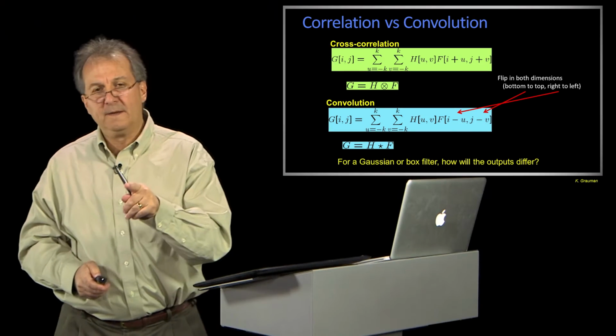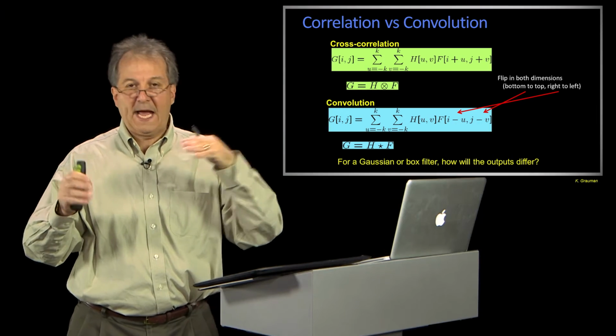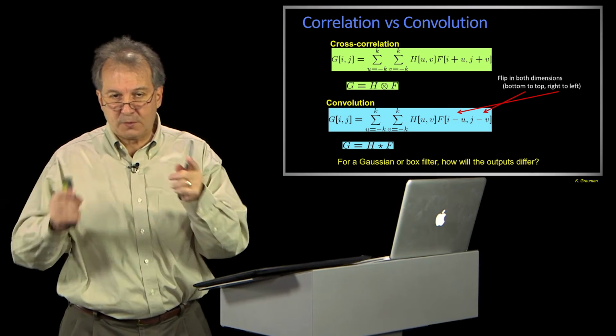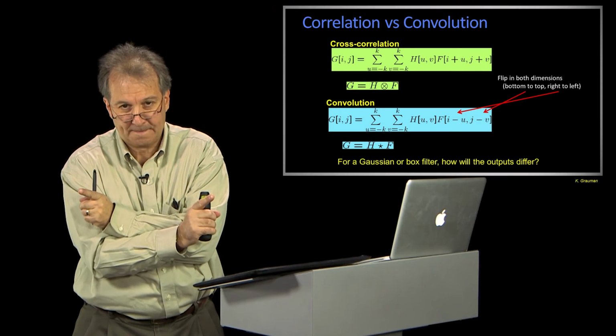By the way, if I was using a Gaussian or a box filter, how would the outputs be different for correlation and convolution? That is, what happens if I flip my Gaussian? Answer: nothing. For a circularly symmetric or a symmetric filter, whether I do convolution or correlation doesn't matter. It is going to matter to us in the lecture after next, when we take derivatives in one direction or the other, and that's when you have to be careful. But if you have a symmetric filter, it doesn't matter.